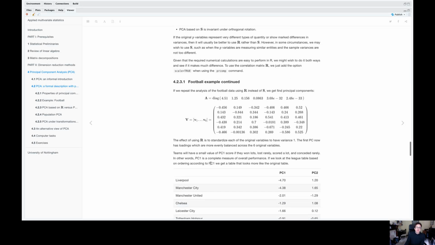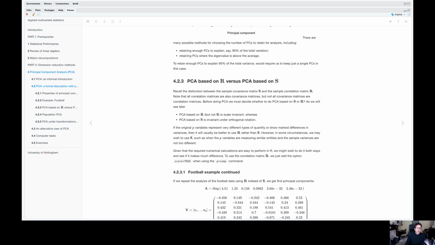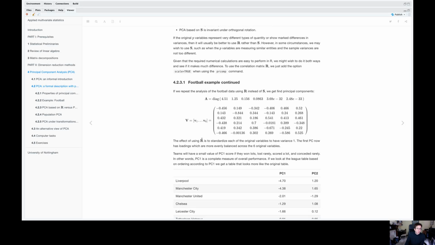So what happens if, instead of doing principal component analysis on the covariance matrix, we use the sample correlation matrix? If we repeat the analysis using R instead of S, we get very different eigenvalues. The main thing to note is we still have 2 zeros, as we know we must, because there's only 4 bits of information, but the eigenvalues drop off much more slowly. The first eigenvalue is no longer so dominant.